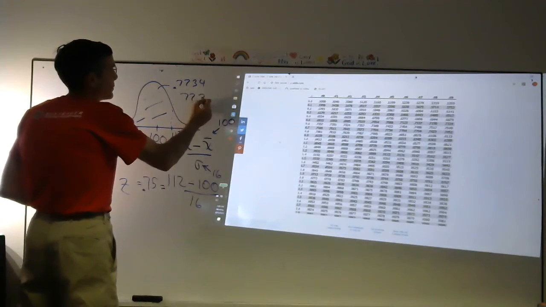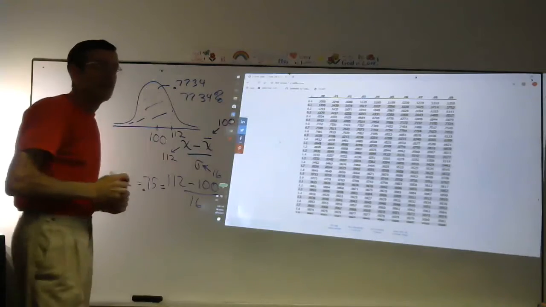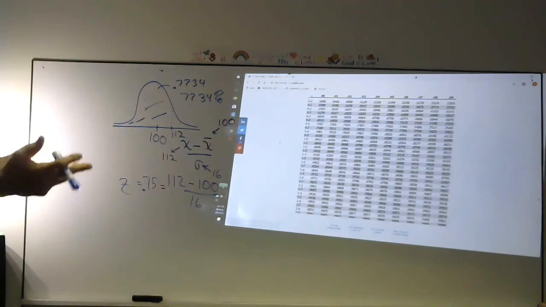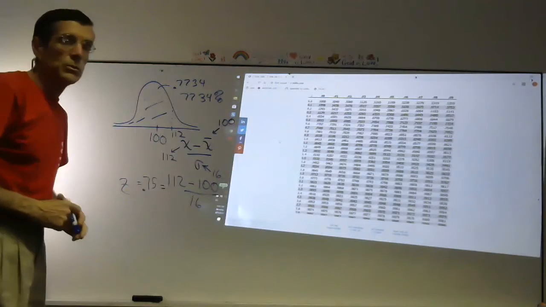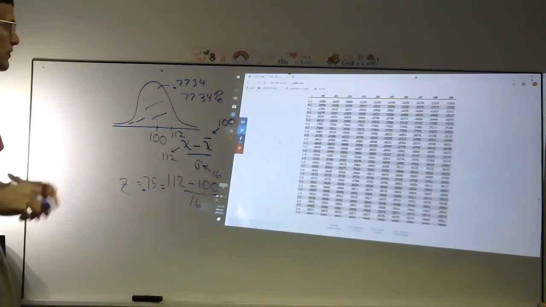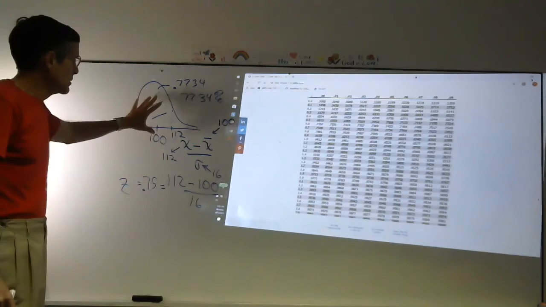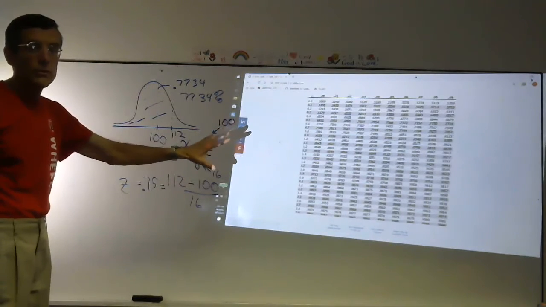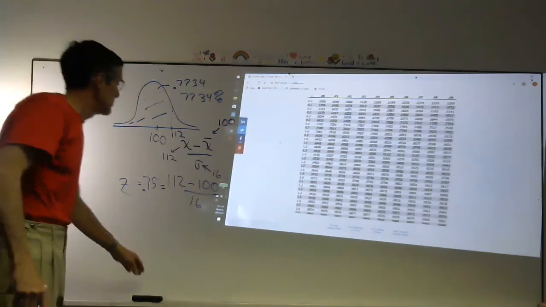77.34% of all students have an IQ equal to or strictly less than 112, I guess is what it was in this problem. So the steps are: you should draw a picture, figure out your z-score, then look it up to be able to answer the question. Three steps in every problem.